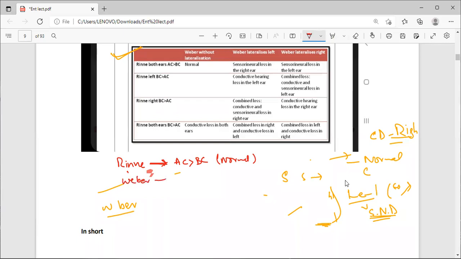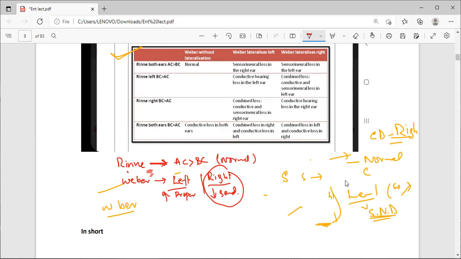Why are we doing the Weber test? To exclude any sensory neural deafness. So if the Weber lateralizes to the left, it means on the left side you hear properly, or loud, and on the right side you don't hear properly, decreased sound. So what does it mean? There is a sensory neural deafness in the right ear. Right, very good. So if the Weber lateralizes to the left, there will be sensory neural hearing loss in the right ear.